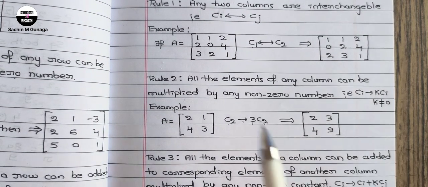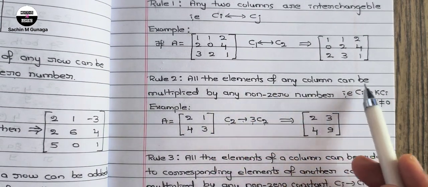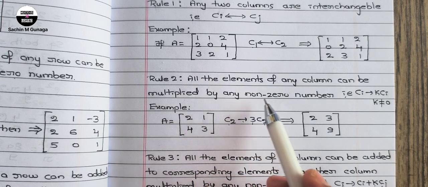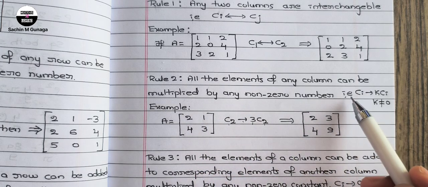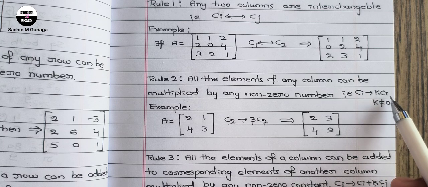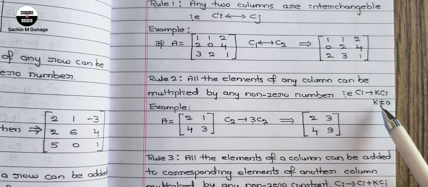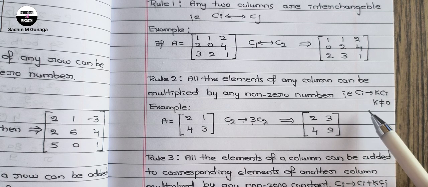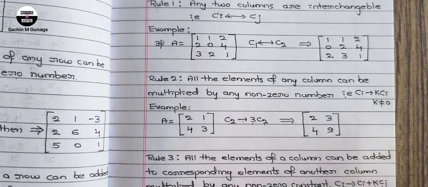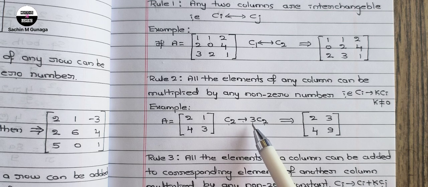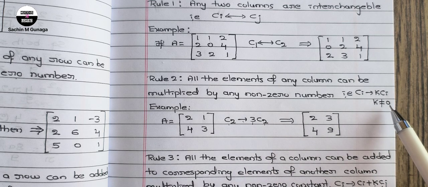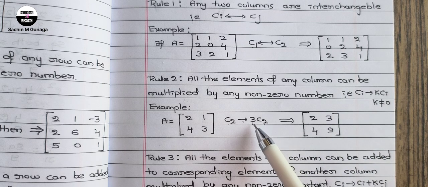Next, rule number 2. All the elements of any column can be multiplied by any non-zero number. That is, Ci changes to KCi, where K value should not be 0. So it means any column we can multiply with any constant number, but remember this number we should not take as 0. Leaving 0, other numbers we can take.